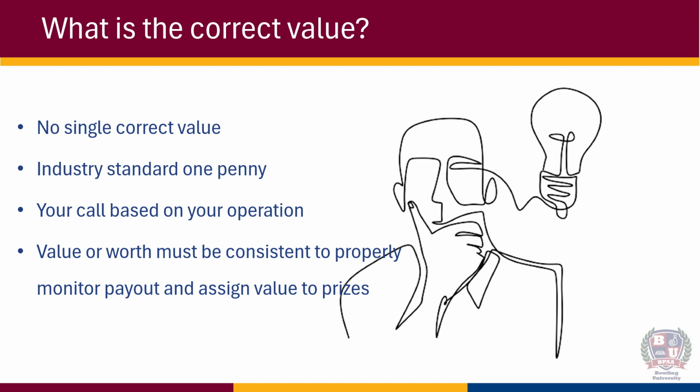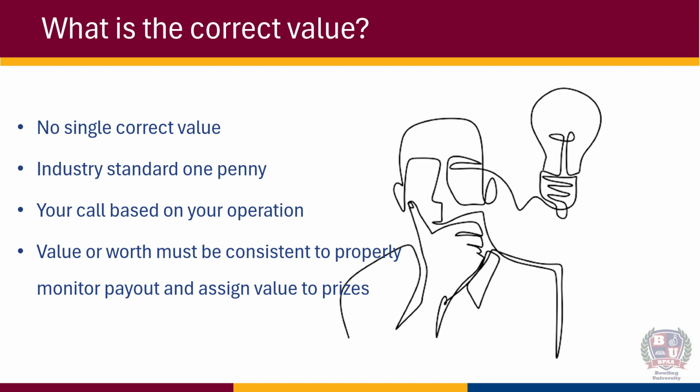All of the redemption games are going to have the same value, every one of them. In order for you to do that, you're going to put that into your card system. That way you can monitor all the games against each other and see what they're paying out, and then you can adjust them if necessary. Once you do that, you're able to assign a value to your prizes.